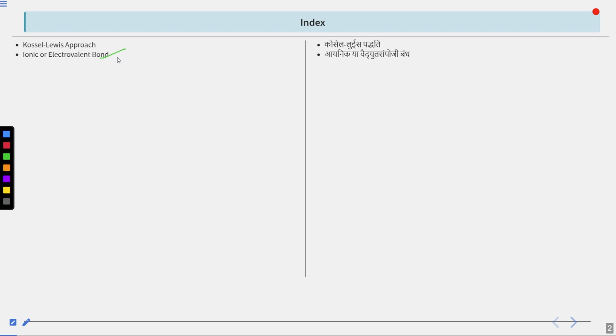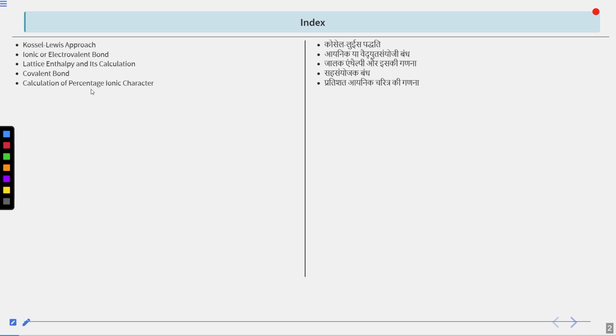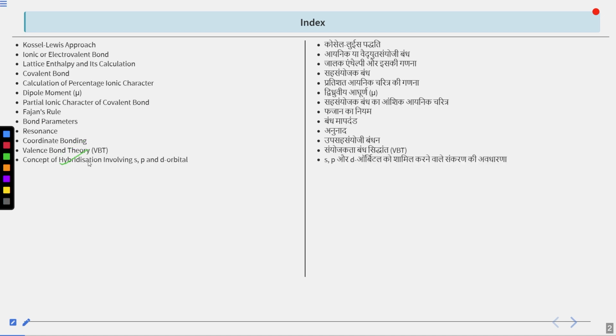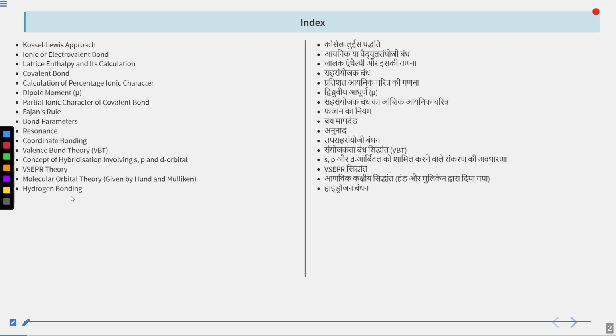Ionic or electrovalent bond, lattice enthalpy and its calculation, covalent bond, calculation of percentage ionic character, dipole moment, partial ionic character of covalent bond, Fajan's rule, bond parameters, resonance, coordinate bonding, valence bond theory, concept of hybridization involving s, p and d orbitals, VSEPR theory, molecular orbital theory, which was given by Hund and Mulliken, hydrogen bonding, effect of hydrogen bonding, and metallic bonding. Then we will sum up with a summary. Okay, so let us start today's class.